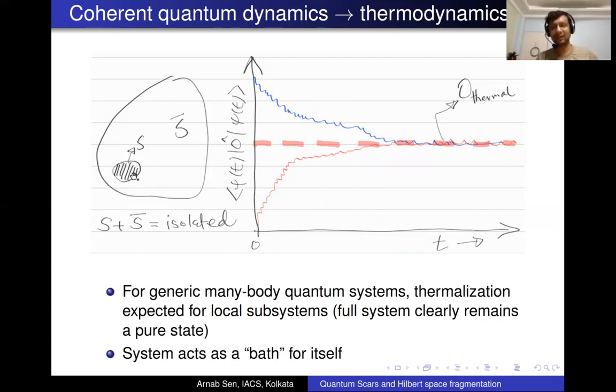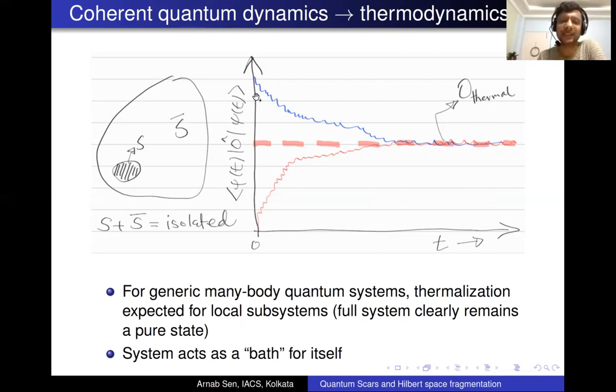Okay? So these are both exactly equivalent ways of looking at any local operator which can be localized in this region. Okay? So then what happens is the usual notion of thermalization. If you start with a generic many-body quantum system, then suppose you start with initial condition one, indicated by blue, which is one pure wave function, and initial condition two, indicated by red, which is some other initial condition.